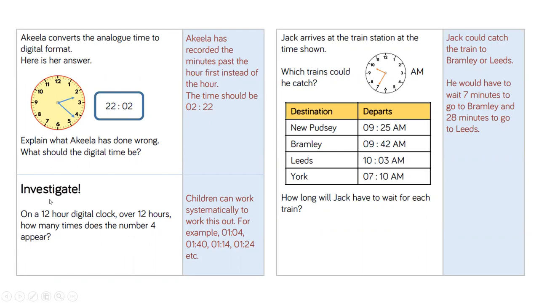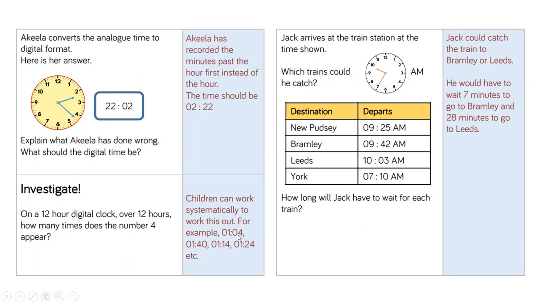Right, investigate. On a 12-hour digital clock, over 12 hours, how many times does the number 4 appear? Well, this is a lovely investigation. I'm just going to give you a hint and you can work out whether you got this right. So why don't we do it systematically and start from 1 o'clock and then go all the way round to 1 o'clock 12 hours later.